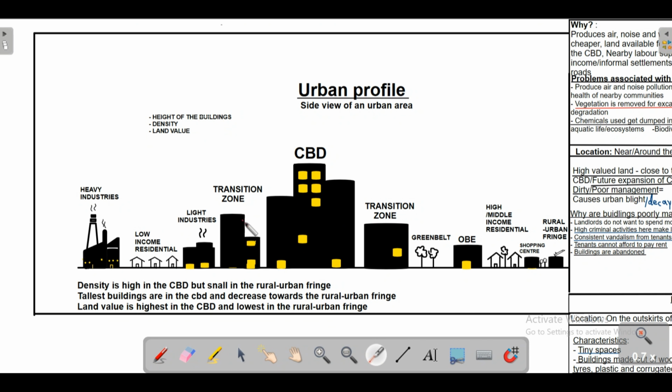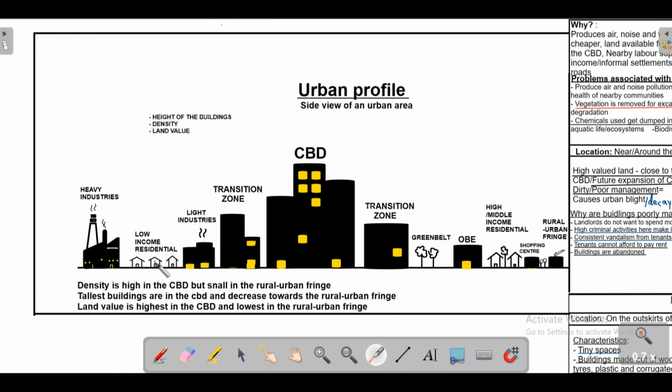And as you can see, next to the CBD, we have the transition zone, the zone of decay. You have light industries as well. So light industries are also part of the transition zone and also part of the CBD. You also have your low income residential. Okay, now take a look at this, guys. This is your high or middle income residential on the right hand side, and this is your low income residential areas. Look at your low income residential areas.